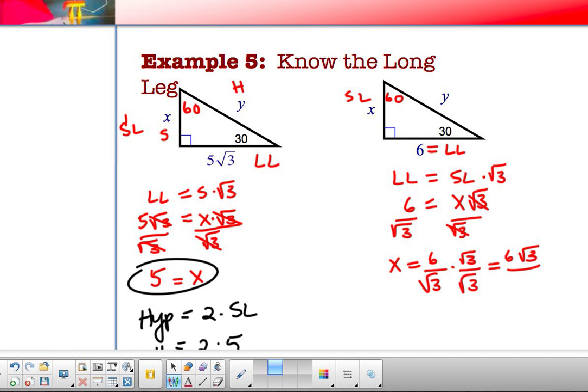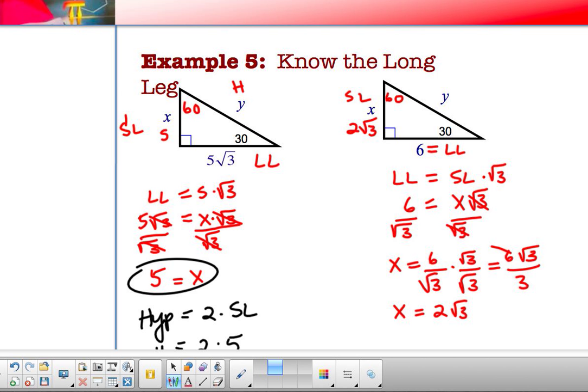On the top, 6 times root 3 is 6 root 3. On the bottom, root 3 times root 3 is the square root of 9, but the square root of 9 is 3. And then you want to check to see if you can reduce. And you can see that 6 is divisible by 3. 6 divided by 3 is 2. So we get 2 root 3 for x. So I'll put that in my diagram.